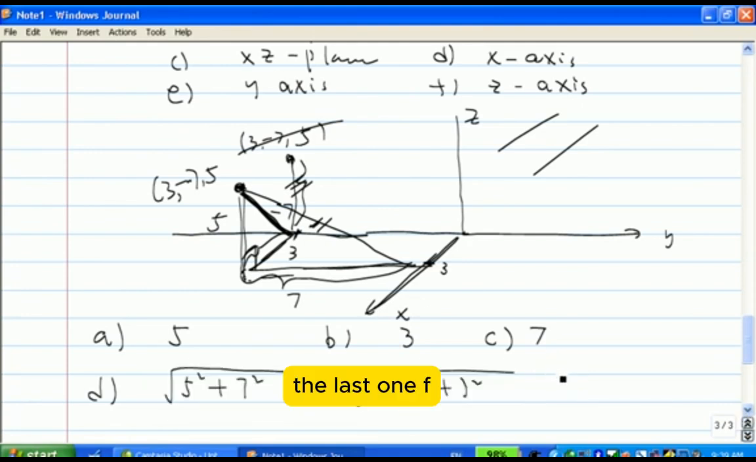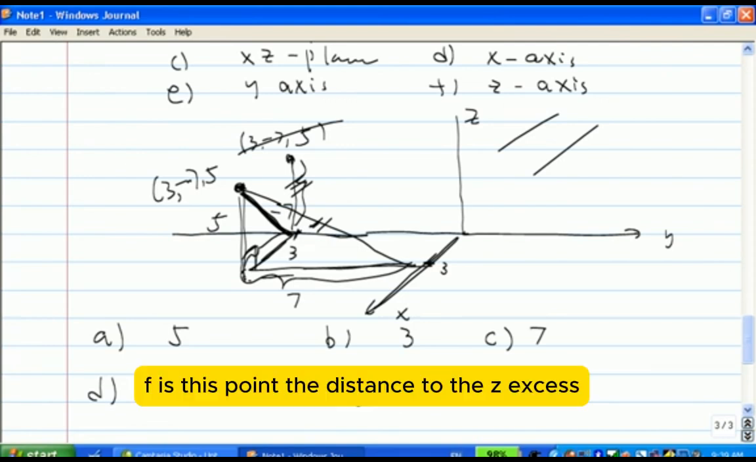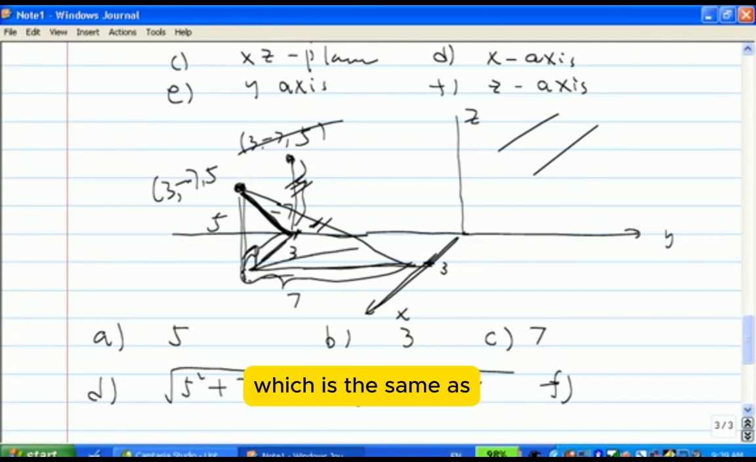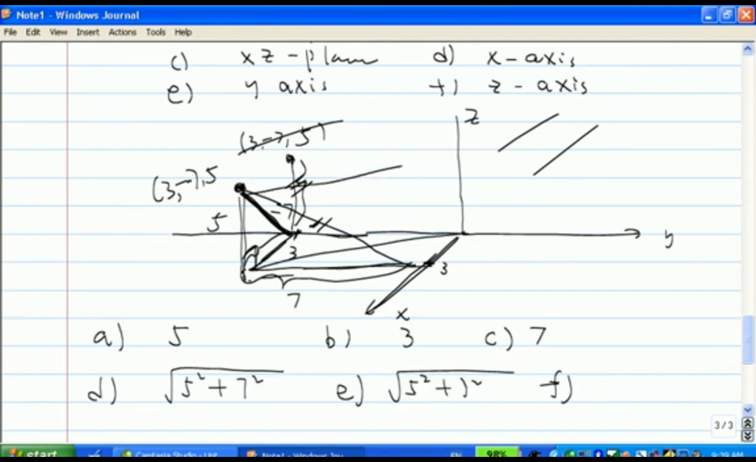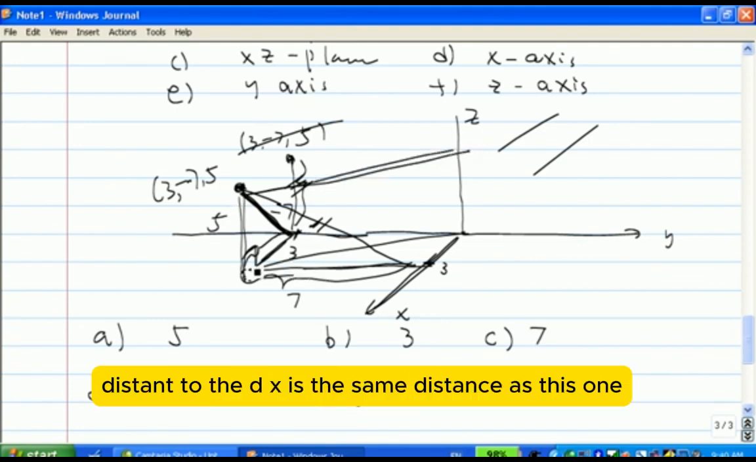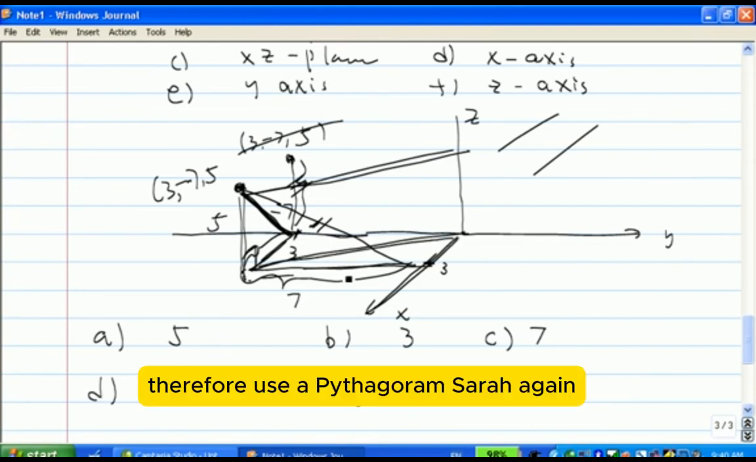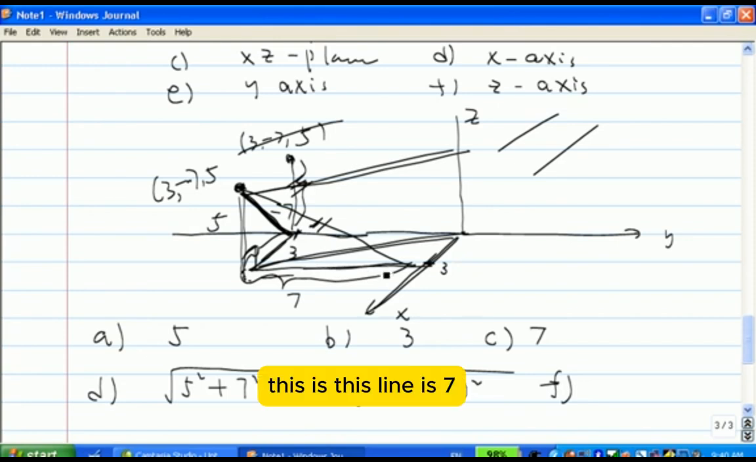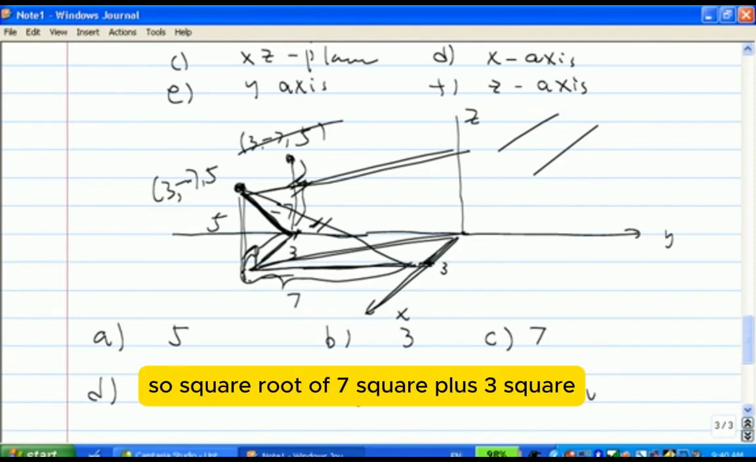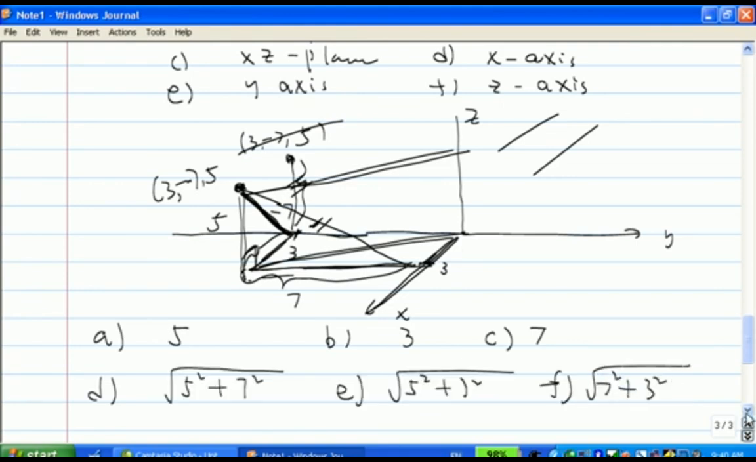Okay. The last one, F. For this point, the distance to the z-axis is the same as this one. Therefore, use the Pythagorean theorem again. This length is 7 and this one is 3. So the square root of 7 squared plus 3 squared. Then we're finished.